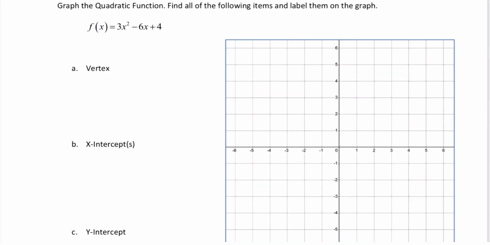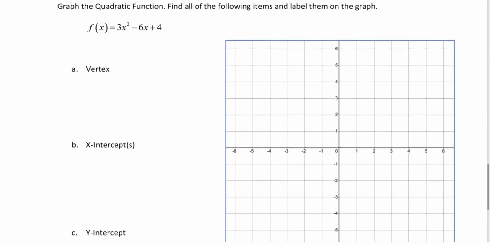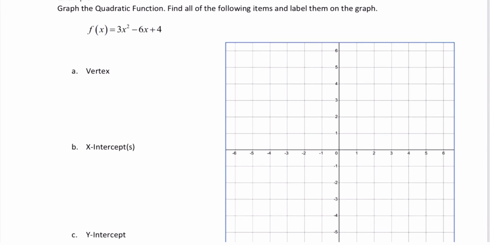For example, let's graph this quadratic function. Notice that it's in the general form. When it's in general form, finding the vertex, we use the formula x equals negative b over 2a. We have negative 6 divided by 2 times 3. 6 divided by 6 is 1.